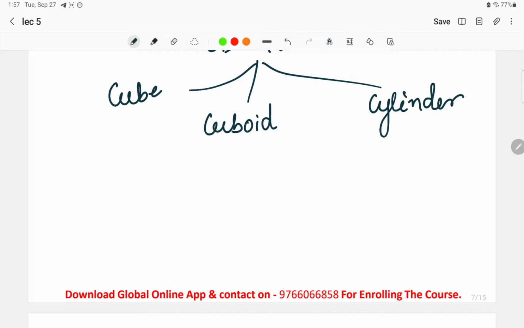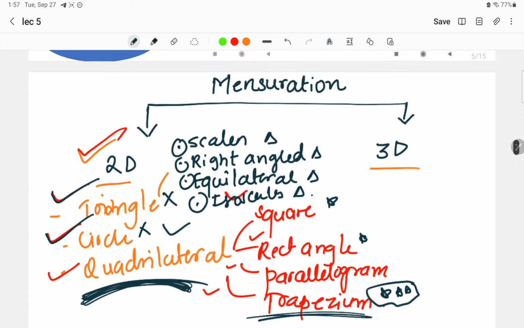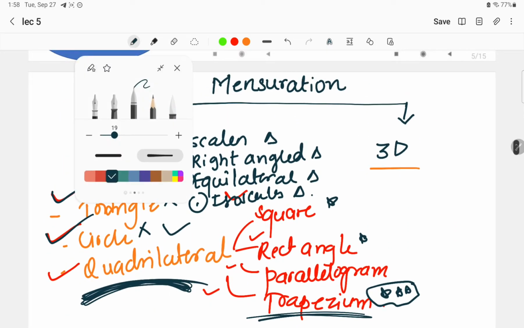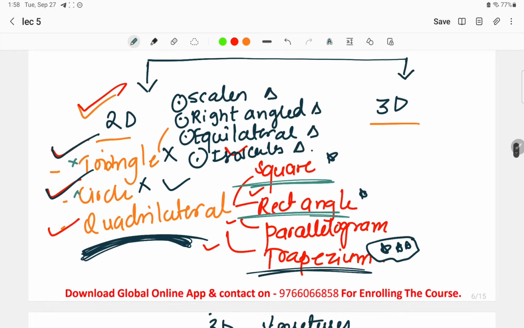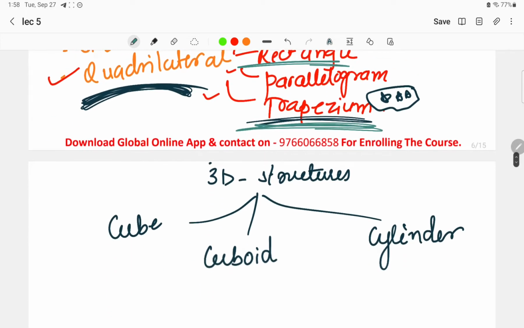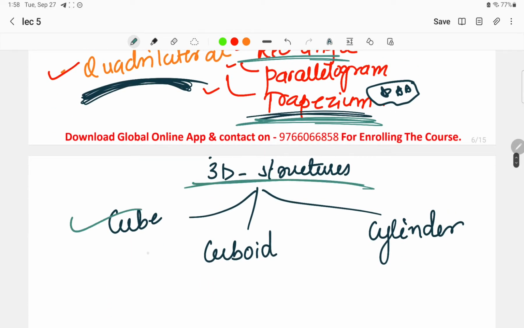Okay, if you're going for paper 1, once again I'll tell you, then you have to focus on square, rectangle maximum. Okay, triangle and circle is not a topic from which question can be asked. Now if you're going for paper 2, square, rectangle, and trapezium, this is also important. Okay, in 3D structures for paper 2, cube, cuboid, cylinder, all 3 of them are important. Okay, so these are the topics of importance.